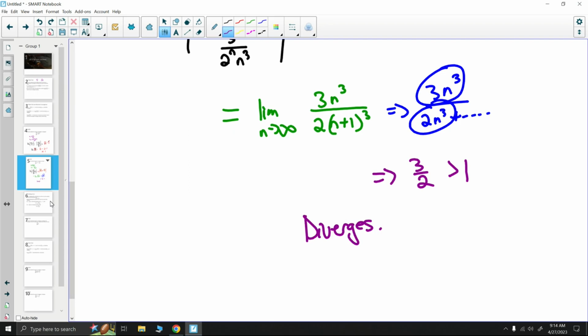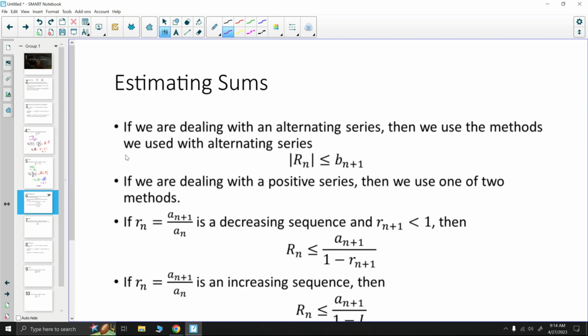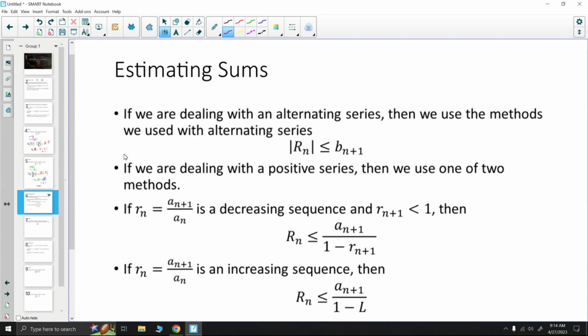Okay, now let's talk about that infinite sum. If we're going to estimate a sum, and we're dealing with alternating series, then we use the methods we use in alternating series: the absolute value of r sub n is less than b sub n plus 1. However, if we're dealing with a positive series, then we use one of two methods.